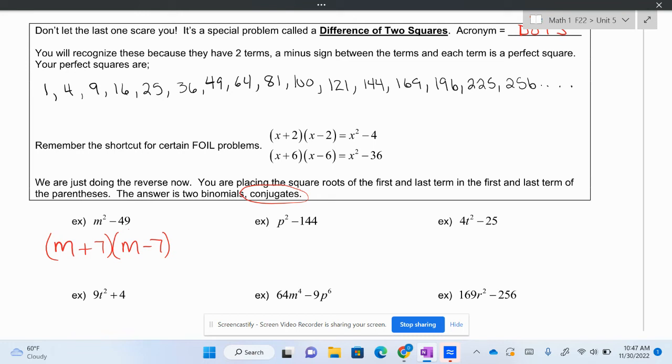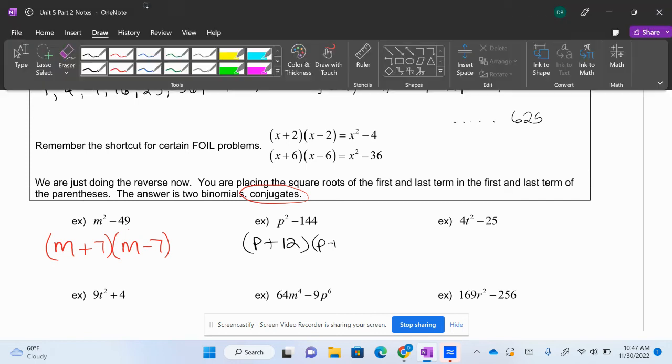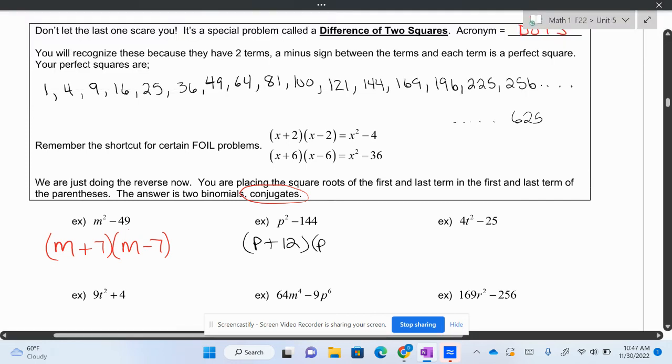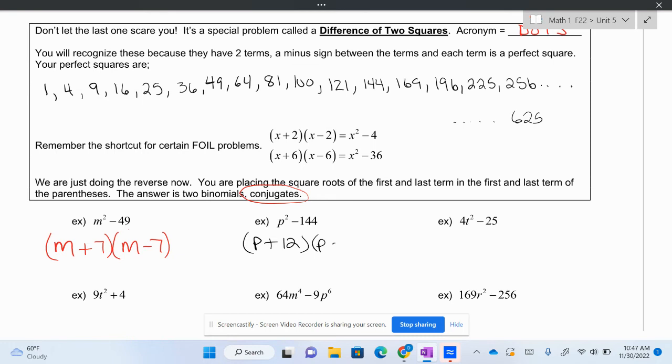So those are the perfect squares up through 16. It's beneficial for you to know those. Really, you should have up through 25. 25 squared is 625. You should have up through 25 times 25 memorized. It's just going to help you. So let's see. P squared comes from P times P, right? 144, that's the perfect square, right? It's positive 12 and negative 12. 12 times 12 is 144. So minus 12.